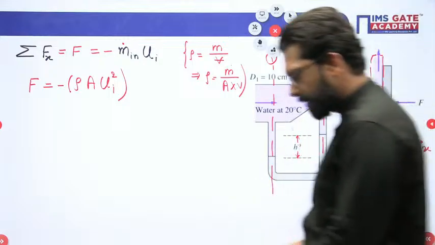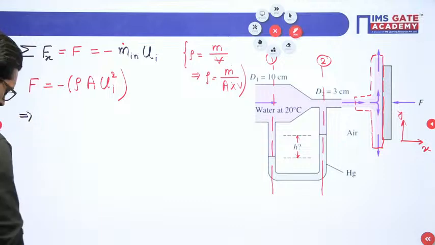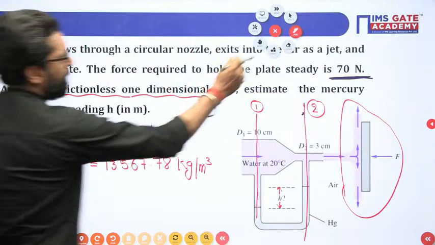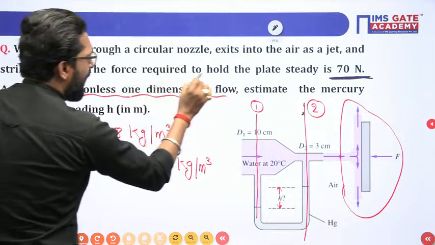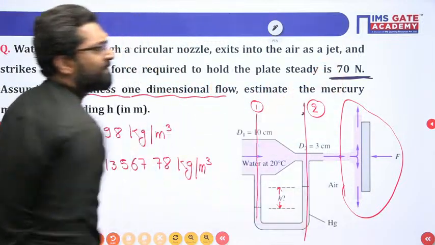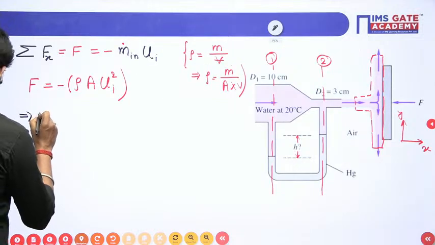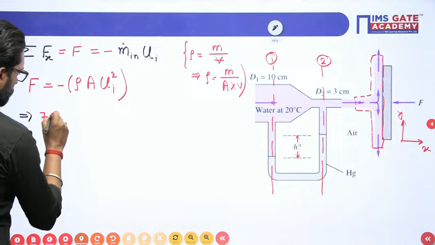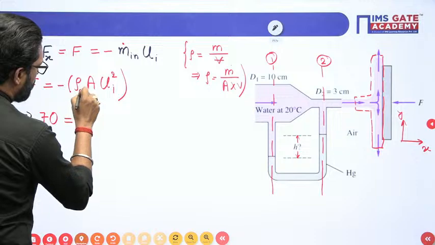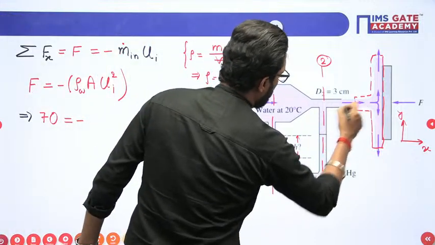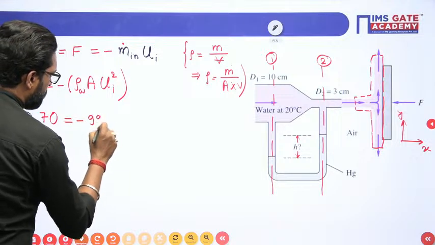Now, my dear, the force is given. How much? See, my dear, the force required to hold the plate steadily is 70 Newton. So the force is given as 70 Newton, equal to minus density. This is the density of water, because this is the water. So the density is given as 998.